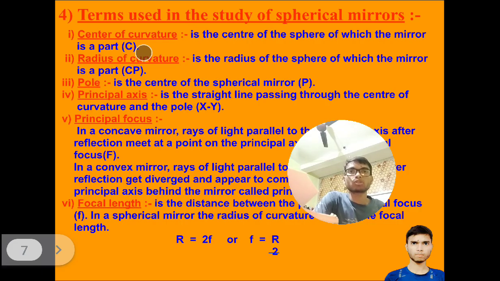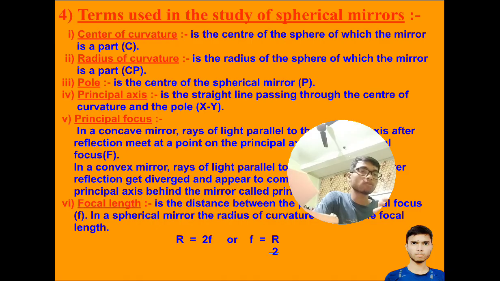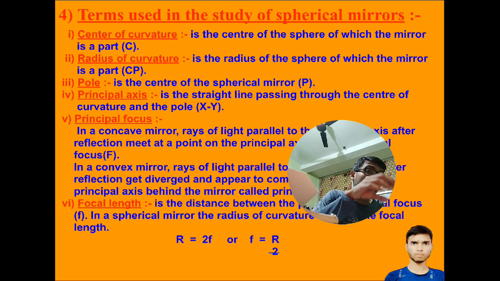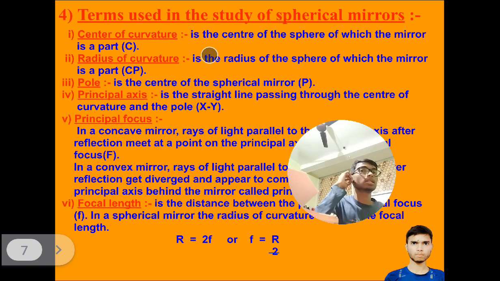Now, what is the center of curvature? It is the center of the spherical mirror. Remember, of the spherical mirror, not of the concave mirror or convex mirror. No, we took the concave mirror and convex mirror from this spherical mirror. That's why we consider the center of curvature from the spherical mirror. It is the center of the sphere of which the mirror is a part.